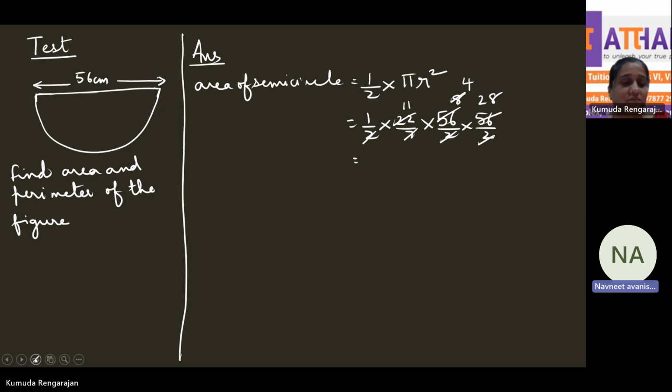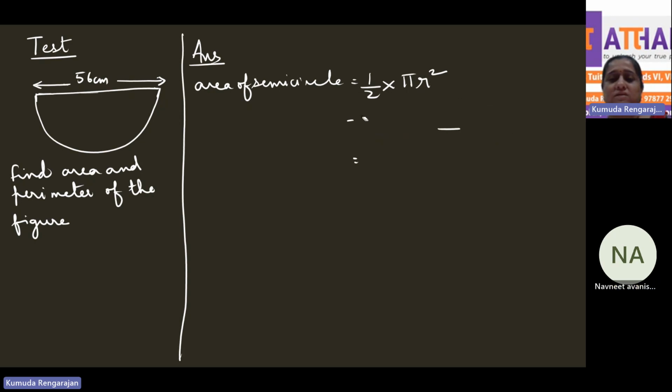We didn't see that. One minute, we'll do it together now. No problem. See, like this only we learn. We make mistakes and learn. Now, did you all write this? Half into 22 by 7 into 56.